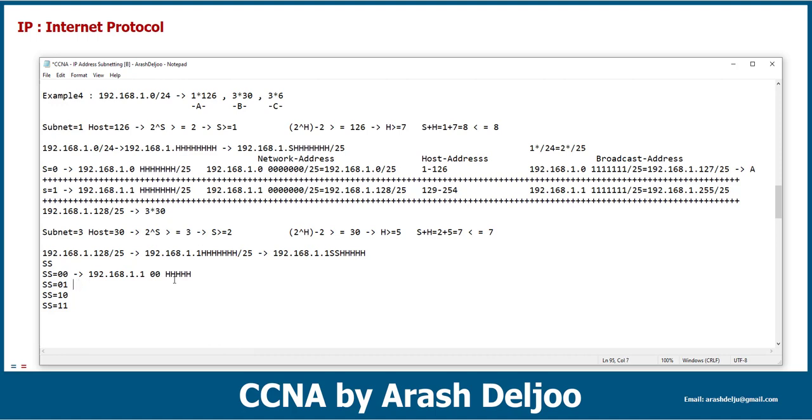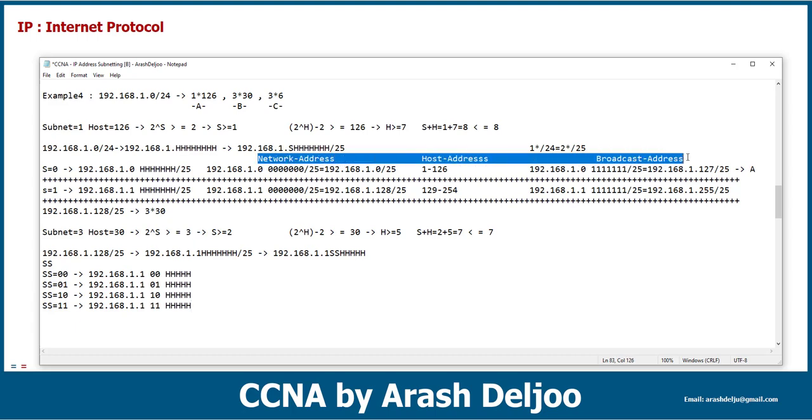Again, next networks, let me show you. 192.168.1, then 01, and after that 5 host bits. And the third network, 192.168.1, then 10, then after that 5 host bits, and finally we have these networks: 192.168.1, 11, again 5 host bits. That's it. Now let me find again the network address, host address, and broadcast address.